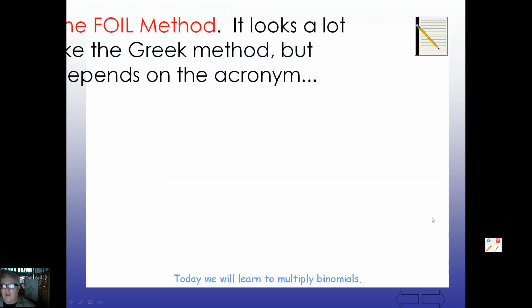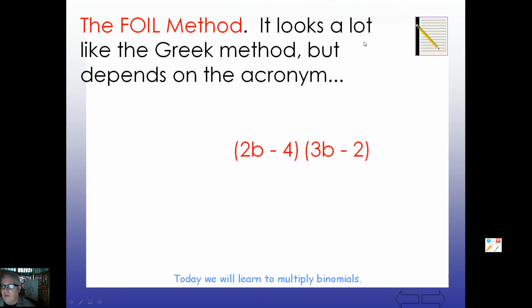Now, the next one here is the FOIL method. Go ahead and make sure you put this into your notes. Your FOIL method, your high school teacher is going to use this term with you. Everyone around you is going to know what this means, and so we really need to understand. The FOIL method is based on an acronym, and an acronym is when we take the first letter of a statement and we use it to remember something.